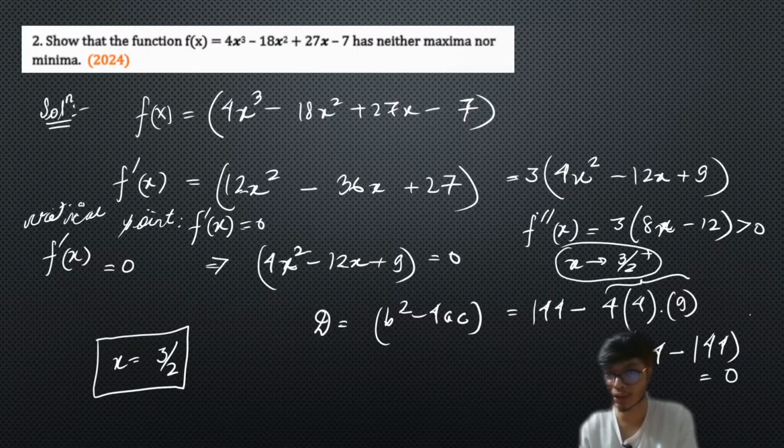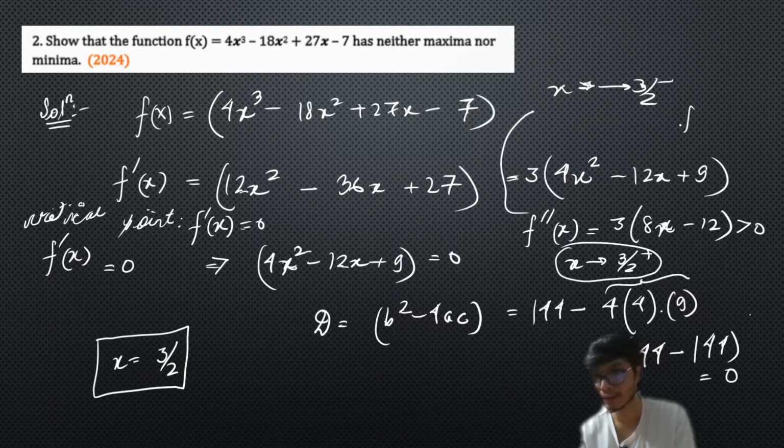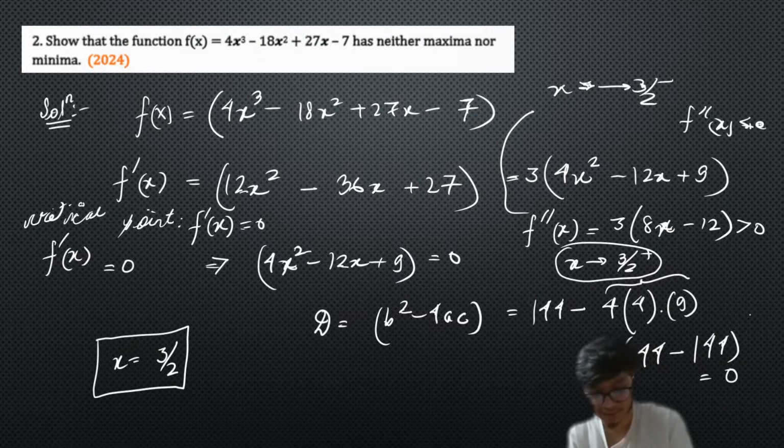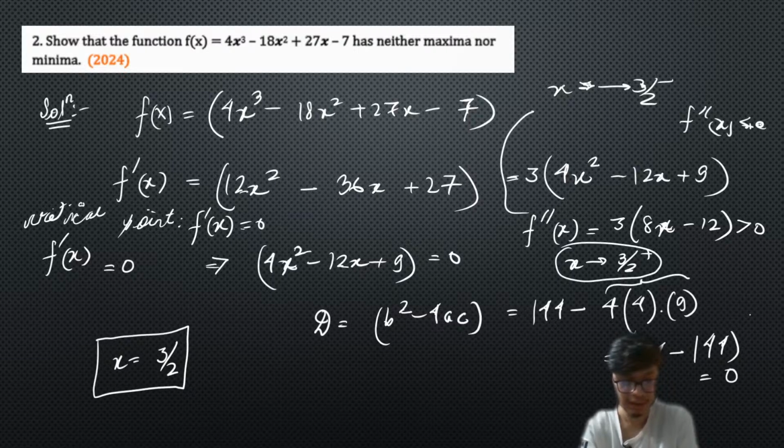And similarly, if this value of x is less than, so it is tending to 3 by 2 minus, then I will have the second derivative as negative, right? So that shows that at x equal to 3 by 2, this particular function f of x changes its curvature. So whenever a particular function is changing its curvature at a particular critical point, then we classify that point as an inflection or point of inflection, right? So this is very simple, right? So that's how you're going to prove that this particular function has neither maxima nor minima, right? Is it clear or not?